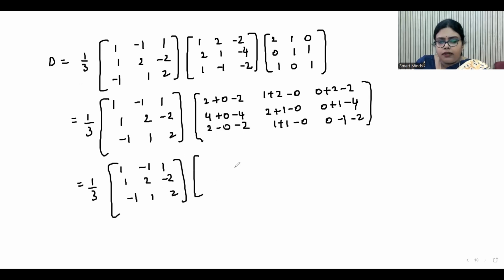Now what if you multiply this? You'll get 0, 3. Let me check this first row, third column. This is 0 plus 2 minus 2. Okay. So this is also 0. Now 0, 3 minus 3. 0, 2 minus 3.